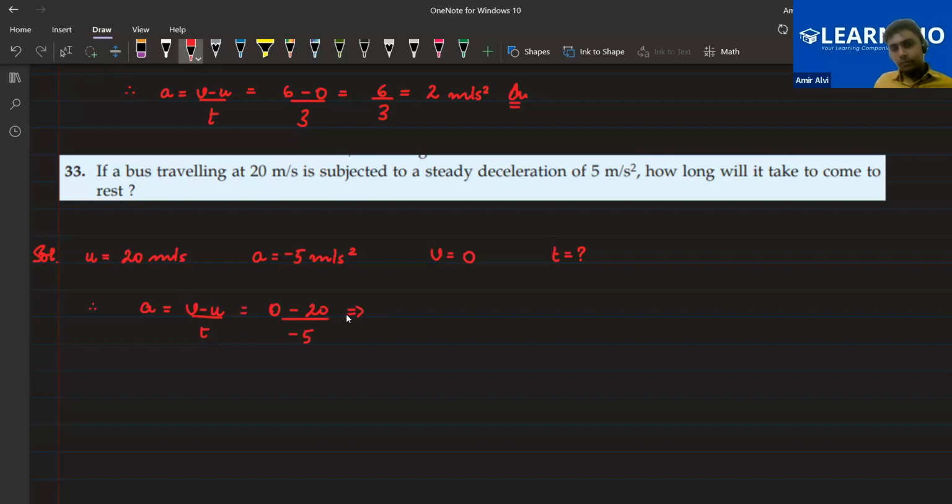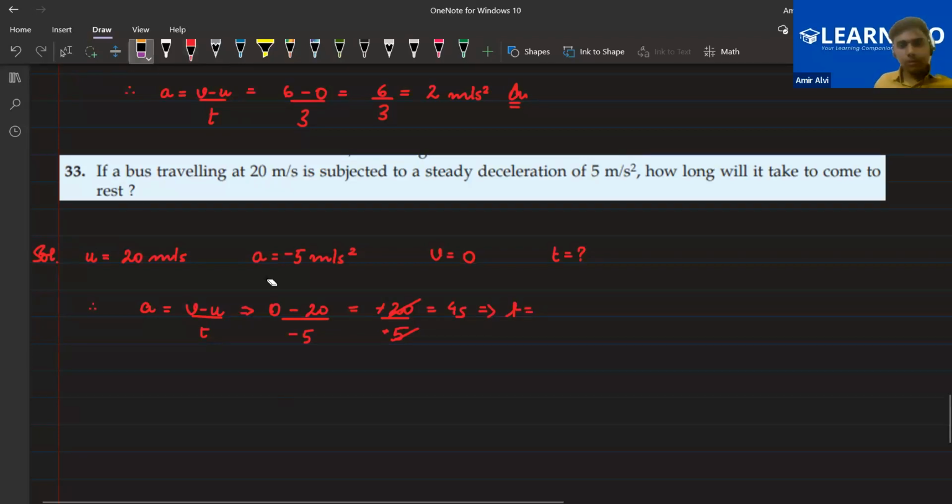So 0 minus 20 is minus of 20 divided by minus of 5. It will be 4 seconds. Okay. So just a second. इसको यहाँ पे कर देते हैं. So your time will be equal to 4 seconds.